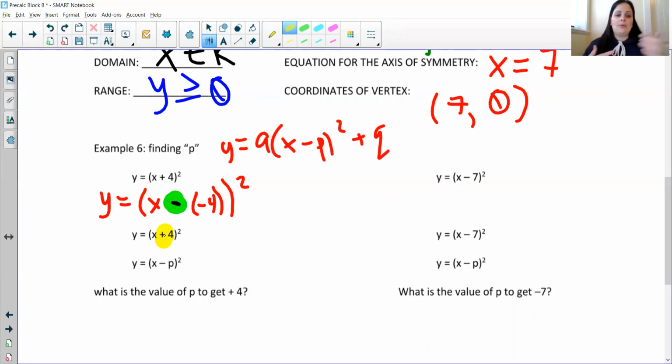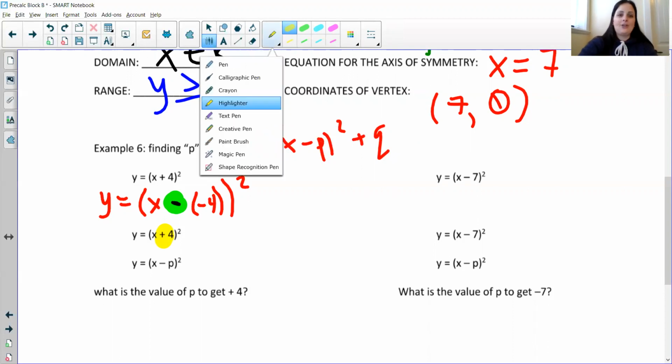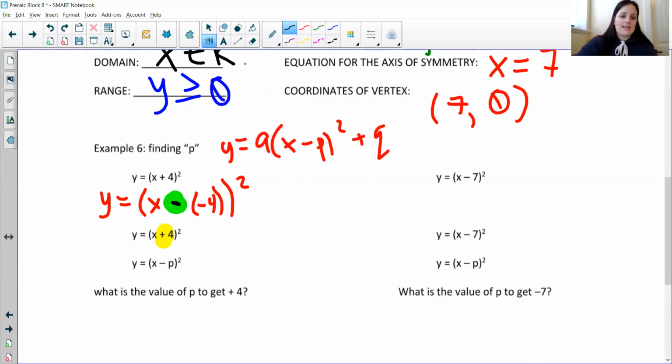So when we use the value of p to get a positive 4 in there, that means that p, if we're using this format, has to be -4. And why I'm pointing this out now is that it's going to help us later when we put things in our format. So when it was x minus 7, it moved 7 to the right. It actually moved a positive 7 to the right.